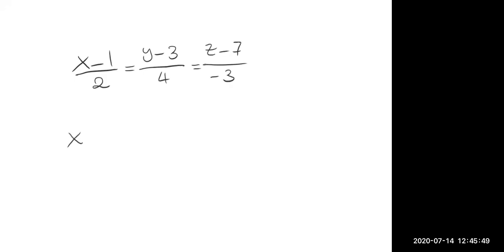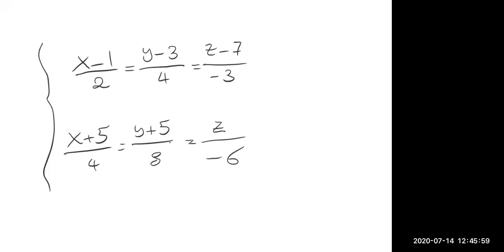So for example, if I have a line like this, (x minus 1) over 2 equals (y minus 3) over 4 equals (z minus 7) over minus 3, and I have another line, and I want to see if they're parallel or not, I should look at the denominators here. The denominators here are 2, 4, minus 3. The denominators here are 4, 8, and minus 6.